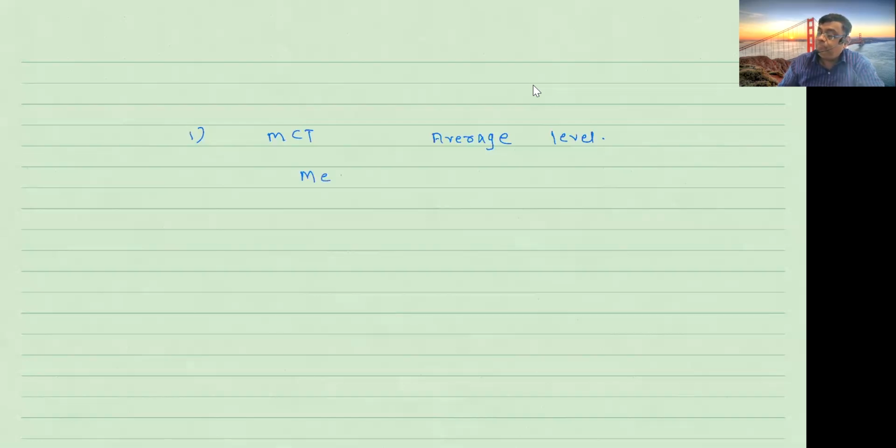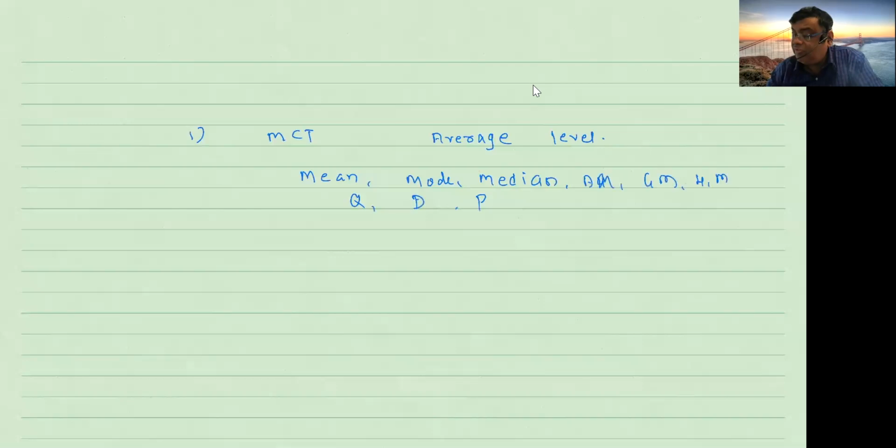Mean, mode, median, arithmetic mean, geometric mean, harmonic mean, quartiles, deciles, percentiles. Actually these are the partition values, but we can consider these to be the measures of central tendency.